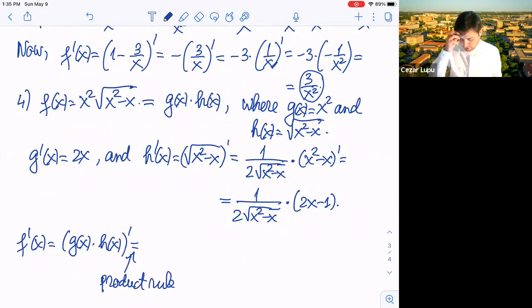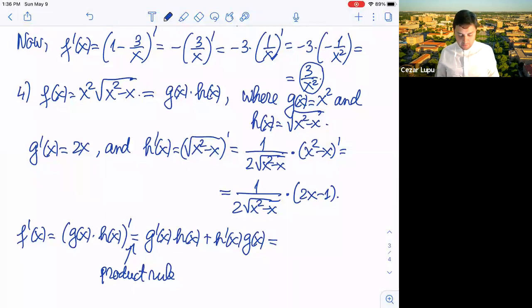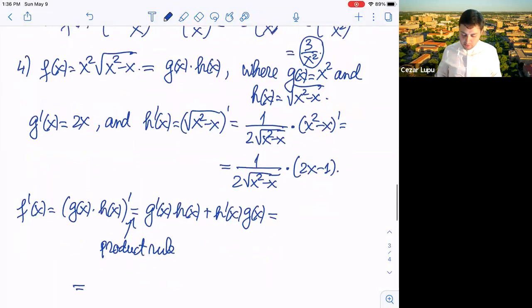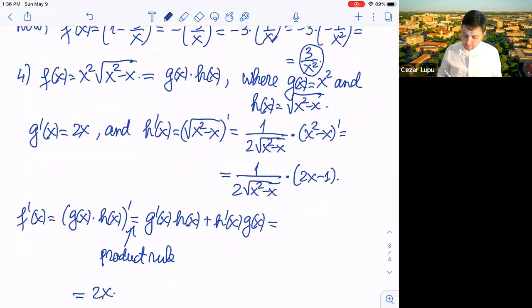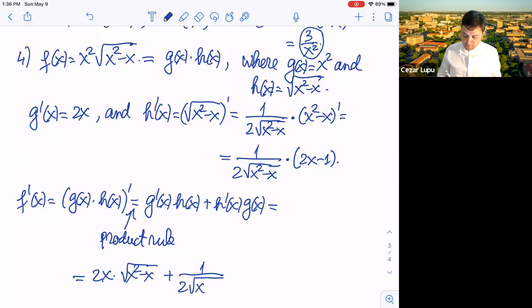What do we have? So we have g prime of x times h of x plus h prime of x times g of x. And now let's plug in the derivatives. So g prime of x was 2x, so it's 2x times h of x, which is this guy, the square root of x squared minus x, plus h prime of x, which is 1 over 2 square root of x squared minus x times 2x minus 1, what a mess, times g of x, which is x squared. Oh my, what a mess.